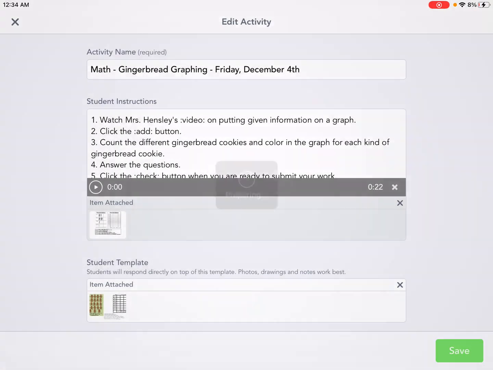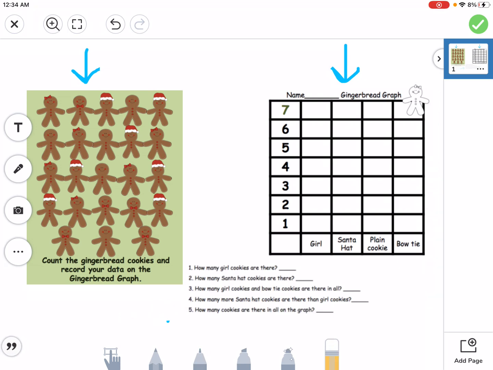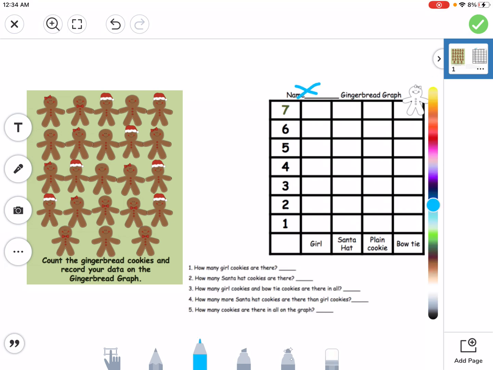This is your graph right here. It's a gingerbread graph. Okay? And you're going to have your information right here. And your graph that you will color in is right here, and your questions are right here, okay? So, let me kind of show you how this is going to work, okay? Don't worry about putting your name right here. There's not enough space there to even write a name. So don't worry about that.